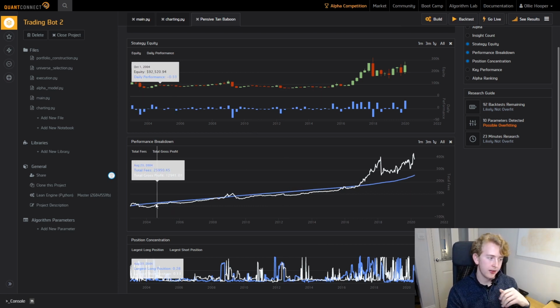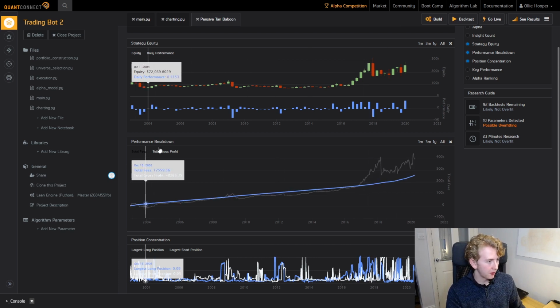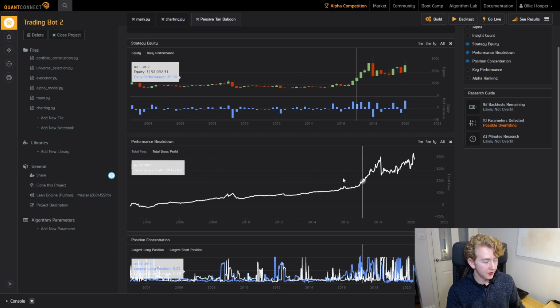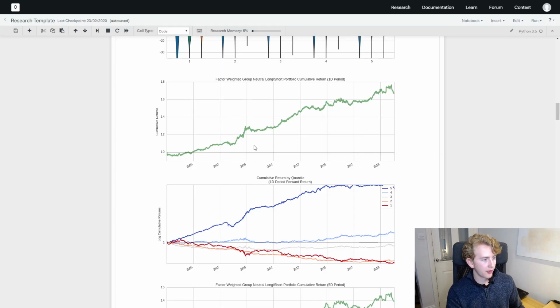As you can see, fees are increasing at a pretty steady rate over time. Obviously, fees increase with a higher portfolio value. So when we get to higher amounts, we're generating more fees. Lower amounts, we're generating fees at a lower rate. So I'd say, looking from this specifically, this total gross profit reflects pretty similarly the factor weighted backtest that we ran in Alpha Lens.